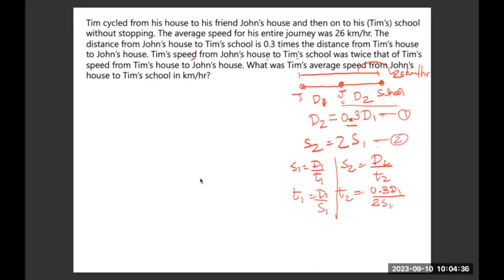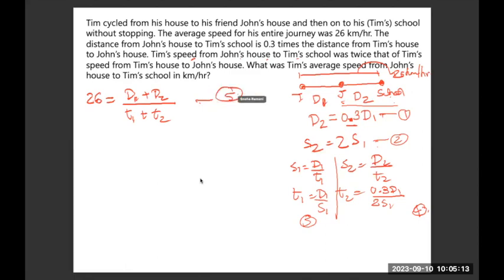Now, I also know the total average speed is 26, which is given. So average speed between Tim's house and school will be 26 is equal to D1 plus D2, which is the total distance. D1 is part distance, D2 is another distance, upon time taken total, T1 plus T2. This is another equation 5. So this is equation 3 and this is equation 4.